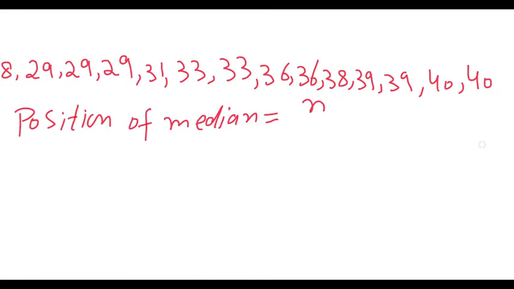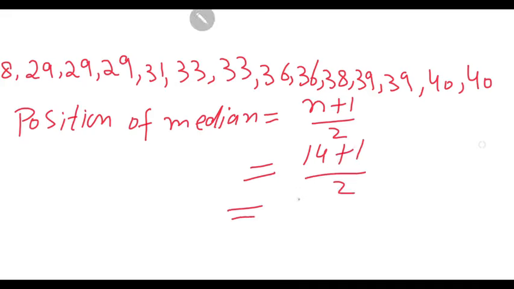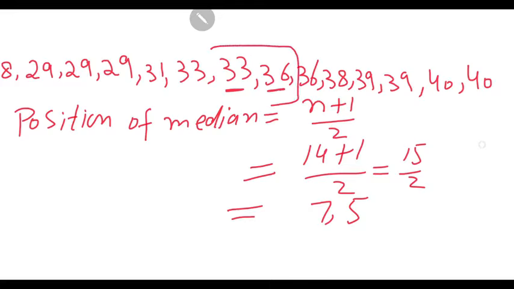I use the formula n plus 1 divided by 2. The total number we have, there are 14 data points, an even number. So 14 plus 1, that's 15 divided by 2, that will be 7,5. So now we're looking at the seventh value from here, 1, 2, 3, 4, 5, 6, 7, which is going to be this 33. And the comma 5 falls into the next value here, 36. So these two values in the middle, 33 and 36.